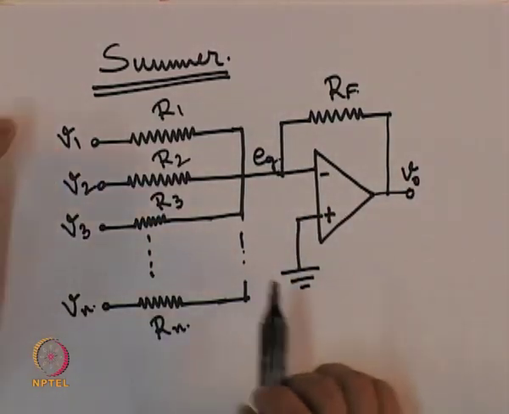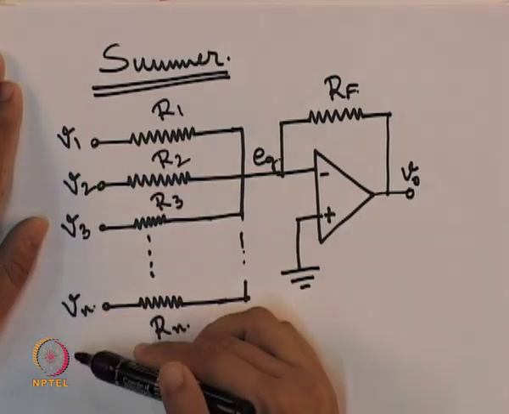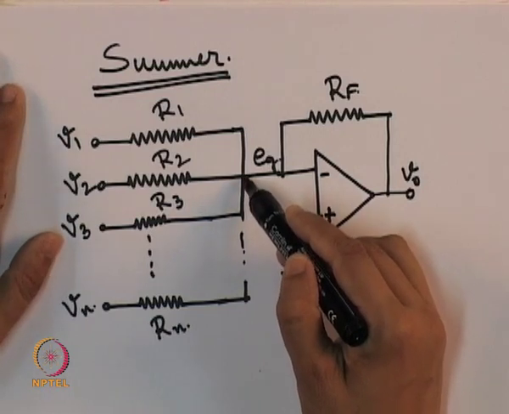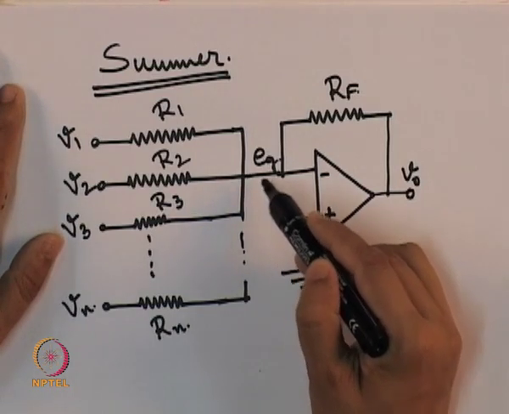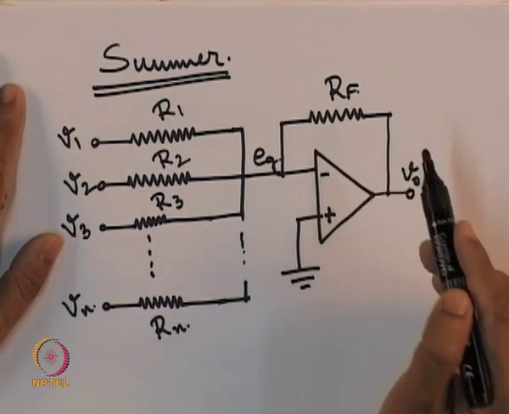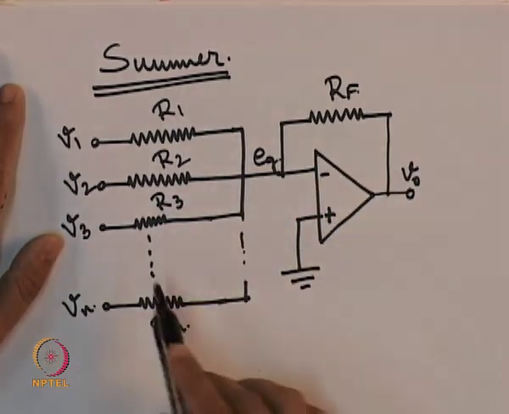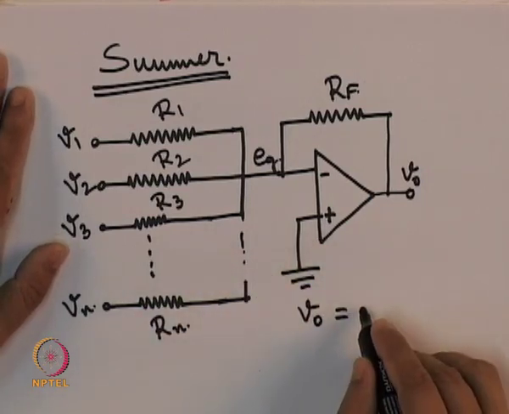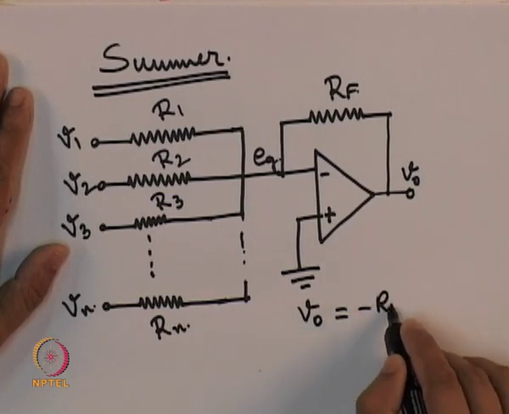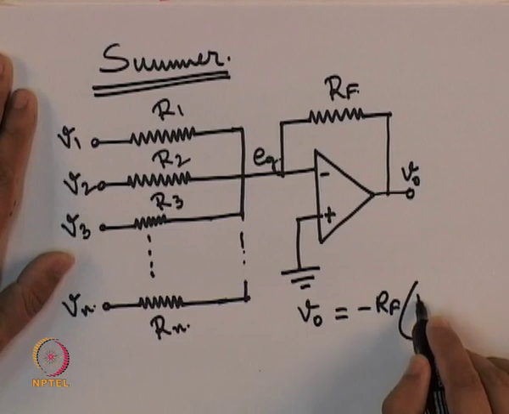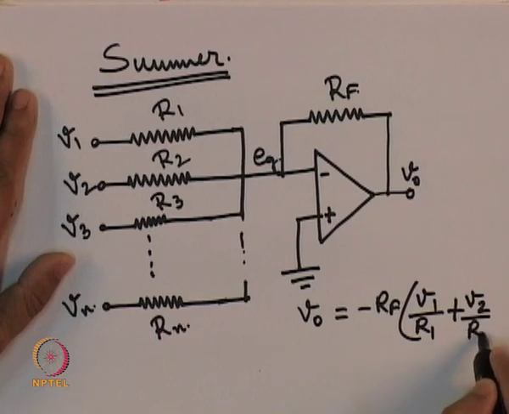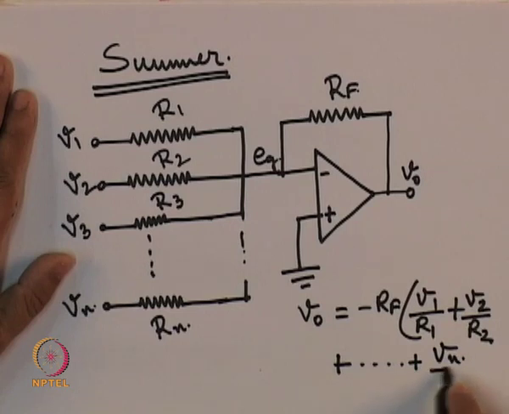this is the circuit. Now, here what we have is voltage sources V 1 till V n connected in shunt, and then the point where they are all joined is fed to the inverting input of an op amp. Now, the first thing is that V o can very simply be written as minus R f upon, V 1 by R 1 plus V 2 upon R 2 plus till V n upon R n.